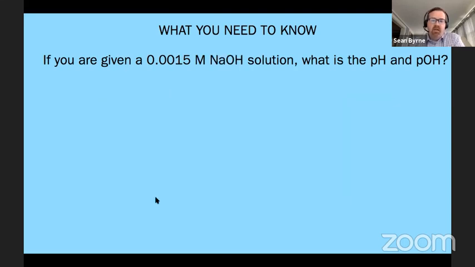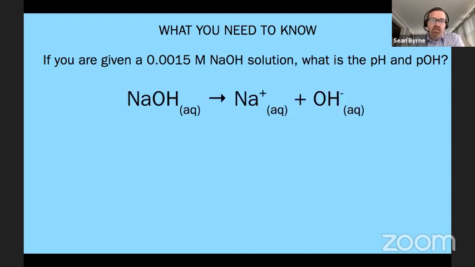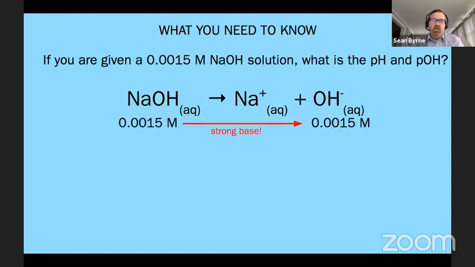Now let's look at a second problem where instead of looking at an acid, we're looking at a strong base. And NaOH is a great example of a strong base. Our reaction will look something like this, where sodium hydroxide splits apart into sodium ions and hydroxides. And because sodium hydroxide is a strong base, we can say that our concentration of NaOH is equal to our concentration of hydroxide ions. And so for this problem, we're going to start on the right side of my table here at the bottom, the right side of my page, say that the OH concentration is equal to 0.0015 molar.